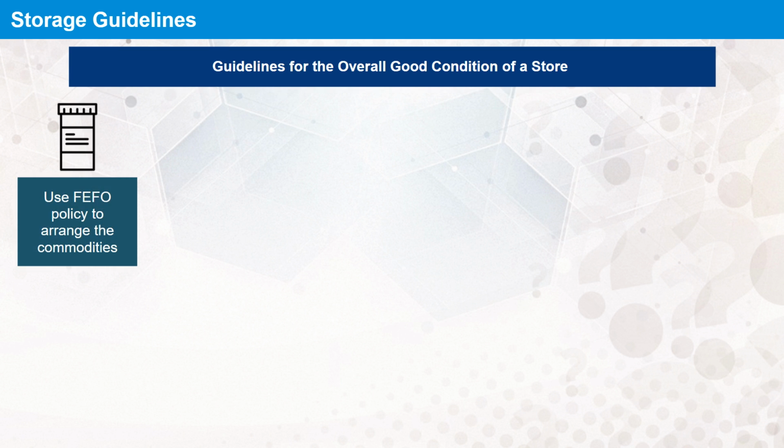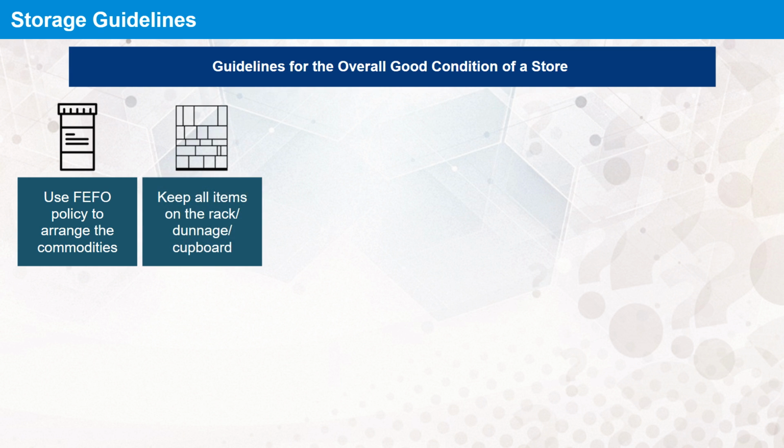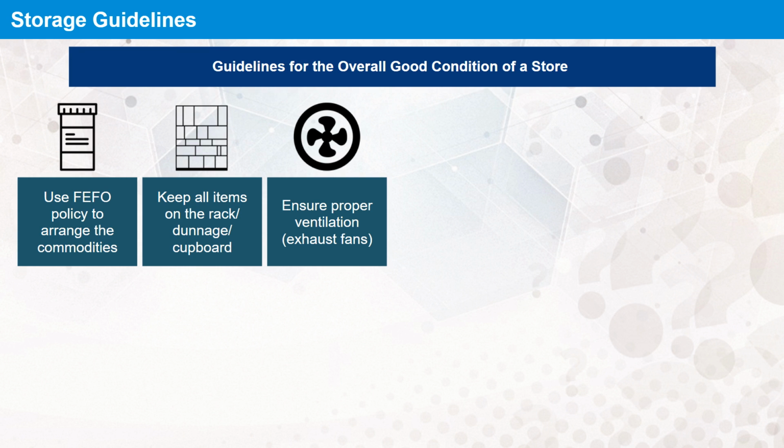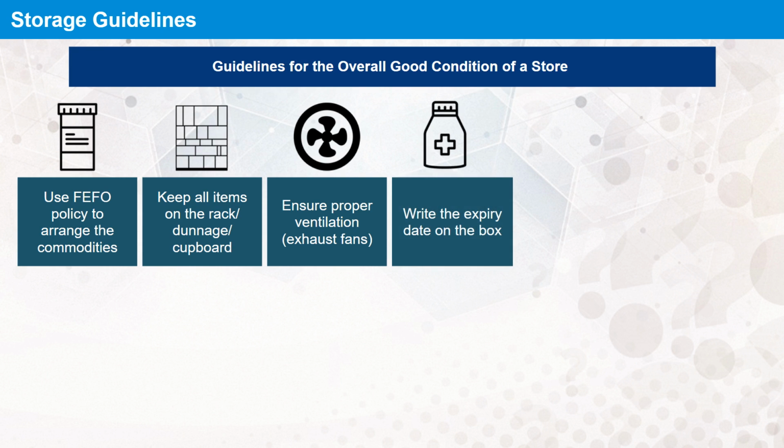The commodities should be arranged following FIFO policy. According to classification, all items should be kept in rack, dunnage, and cupboard. There should be proper ventilation. If possible, arrange an exhaust fan. If the expiry date is not written on the box, it should be written so that you can easily identify the date commodities will expire.